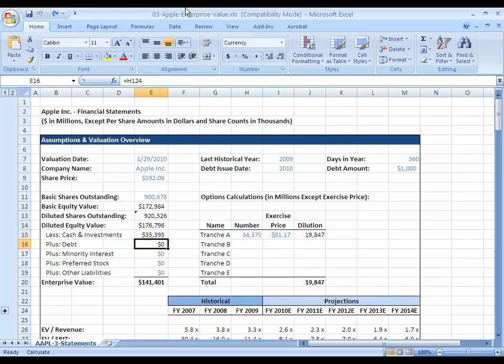Just to show you an example of this, let's say hypothetically we had 200 billion worth of cash. And there you see it. We have a negative enterprise value right there. So enterprise value could easily be negative because we're subtracting cash to get to this. If we have a huge cash balance, enterprise value can easily turn negative.